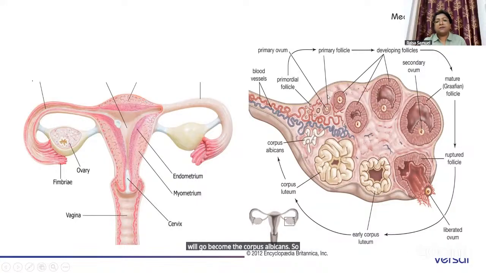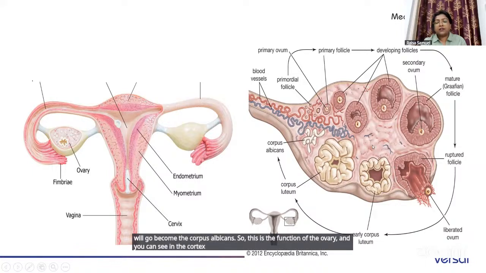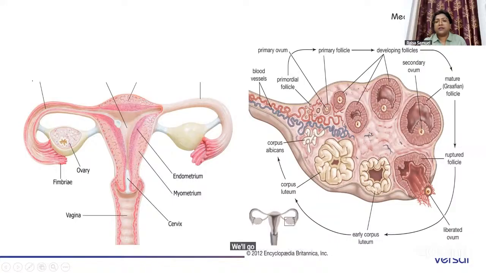So this is the function of the ovary, and you can see in the medulla, that is the inner part, the blood vessels are present, both the ovarian vein and the ovarian artery. Branches of the ovarian vein and the ovarian artery will go inside the ovary. So that is the structure of the ovary.